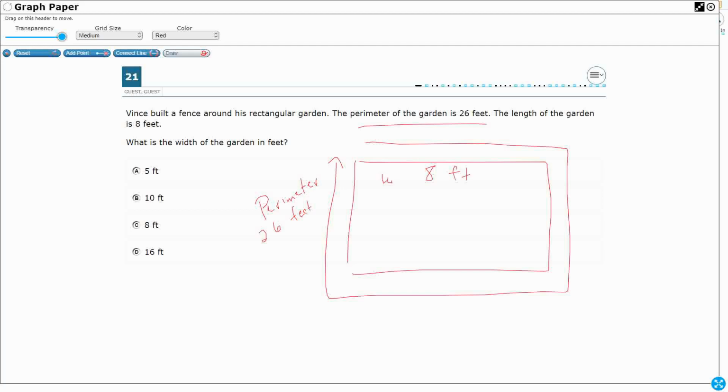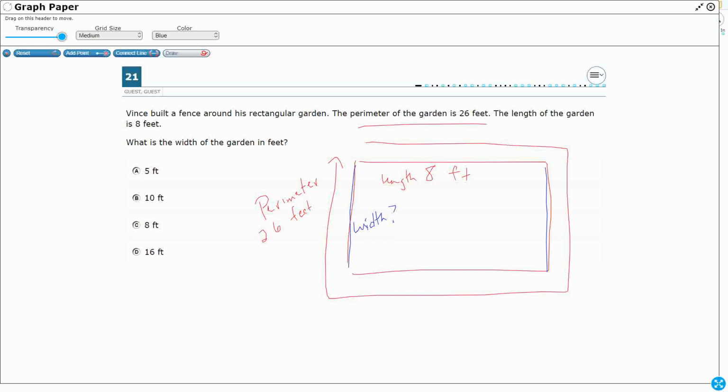That's length. What's the width? All right, so a rectangle has length and width. Sometimes we call it base and height. Kind of depends. Right, so this right here is going to be my width. So that's what we're looking for. Width.